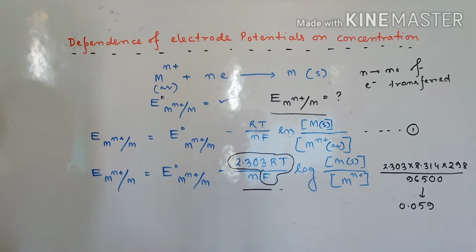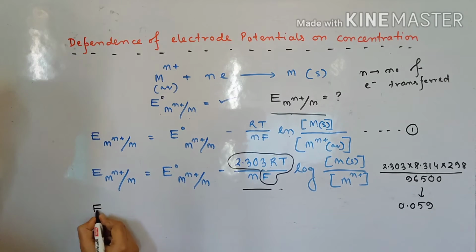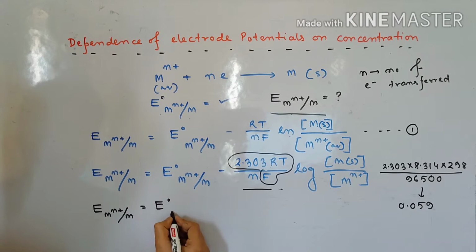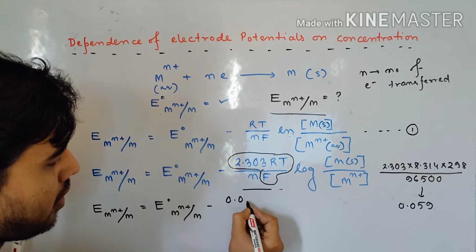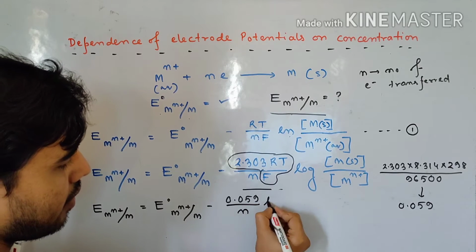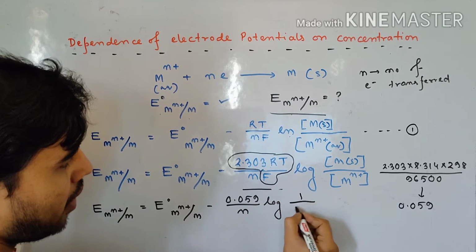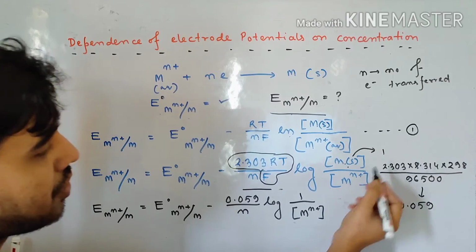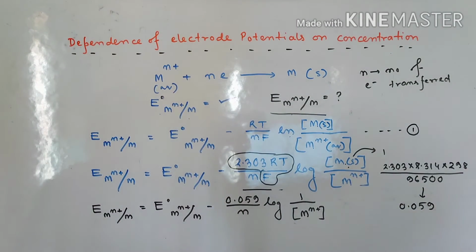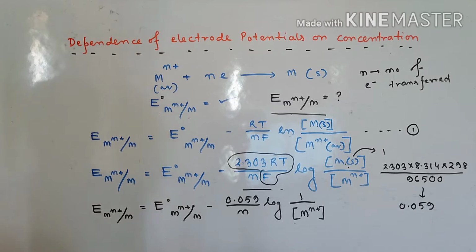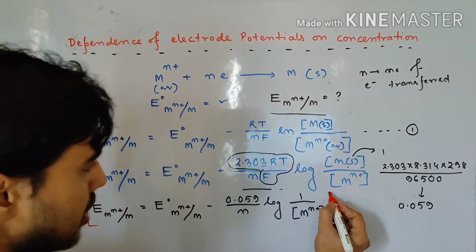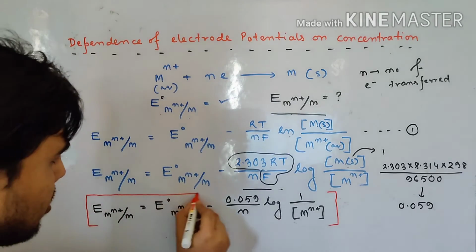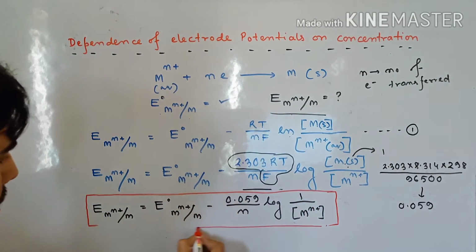So as a matter of fact, we can rewrite this equation as E of Mn plus by m is equal to E0 of Mn plus by m, this value is known, minus 0.059 by n log of 1 by [M^n+], because the concentration of the solid part is taken as unity. So this is our desired final equation, which is known as the Nernst equation. Just highlighting this. I hope it is understood.